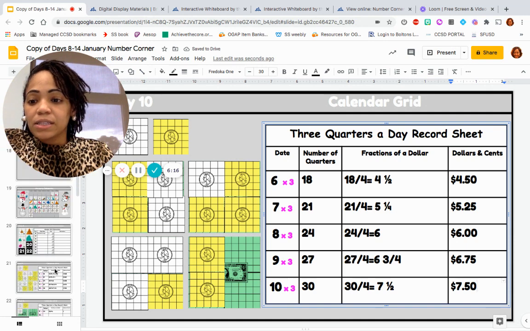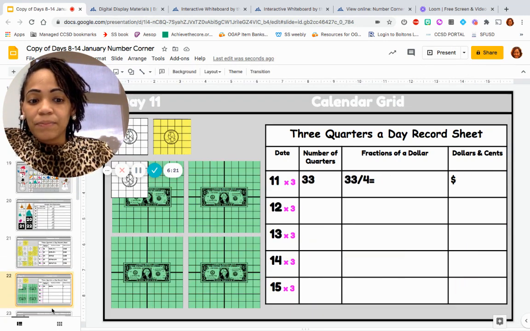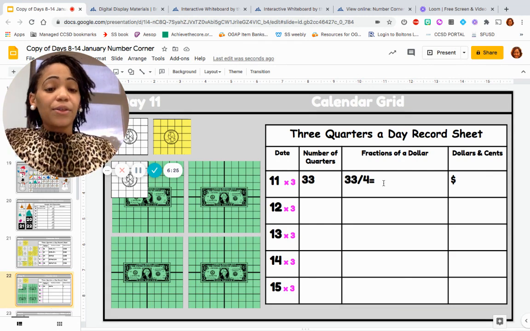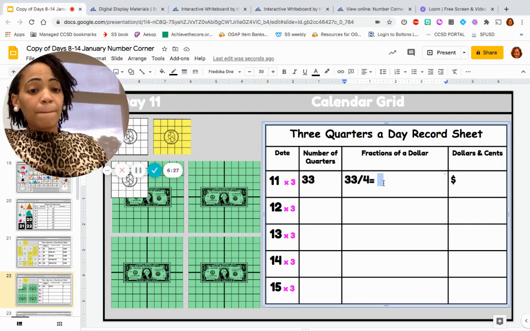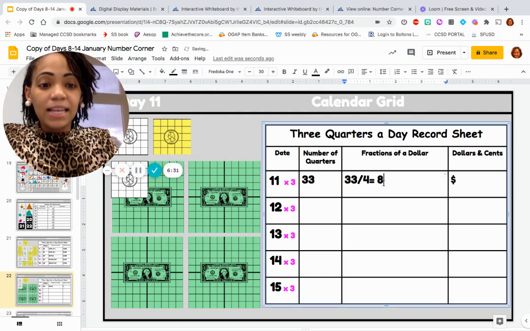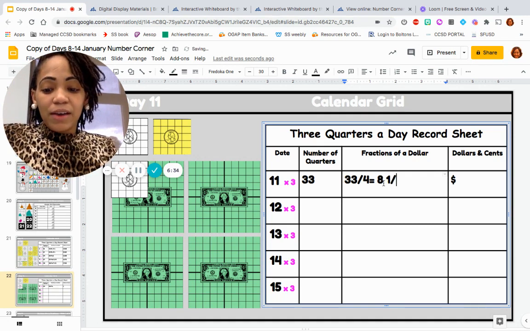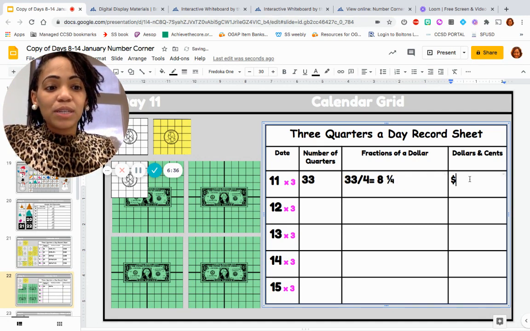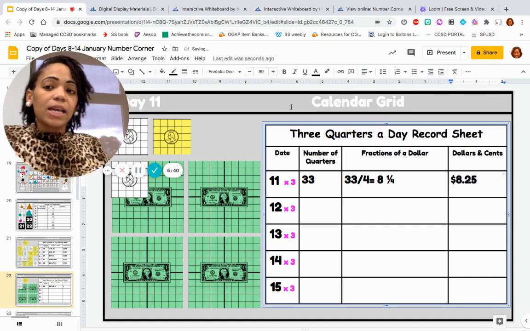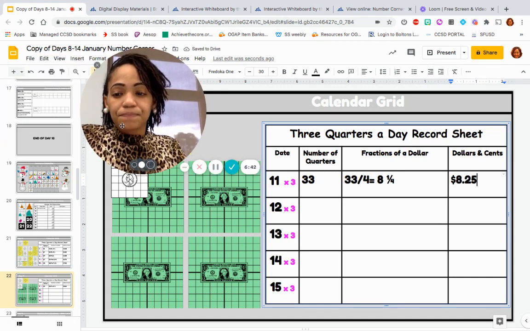And now we're going to do our 11th day of school, which is here. And that's 33/4. 33 divided by 4. 4 times 8 is 32. And then we have 1/4 left over, which we know that 1/4 is 25 cents. So that is our calendar collector for today.